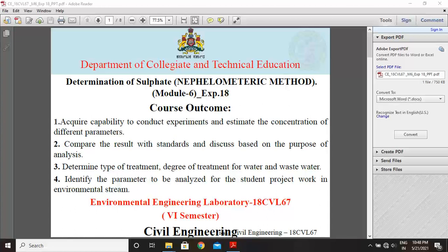So these are the 4 course outcomes arrived at for this title of experiment and this subject. The subject title is Environmental Engineering Laboratory and the subject code is 18CVL67. This comes in the 6th semester of the Civil Engineering Department.